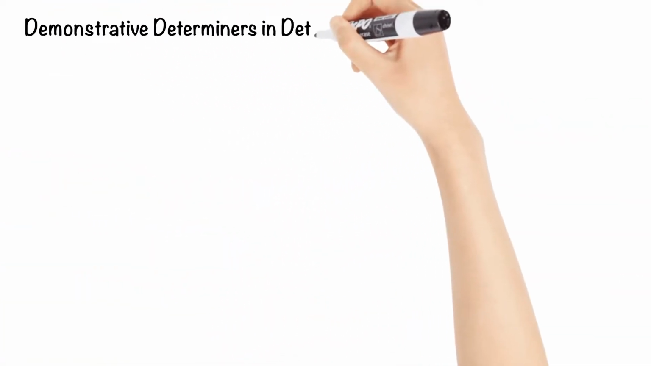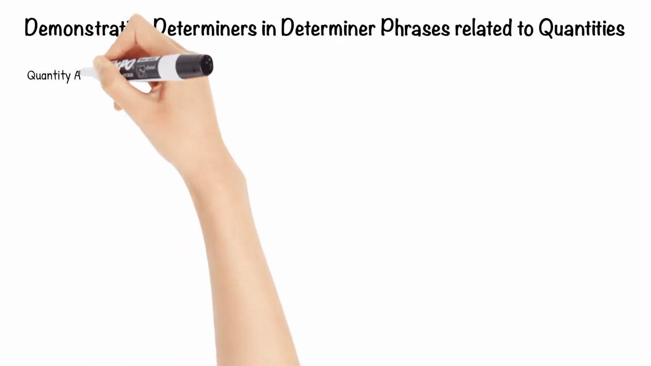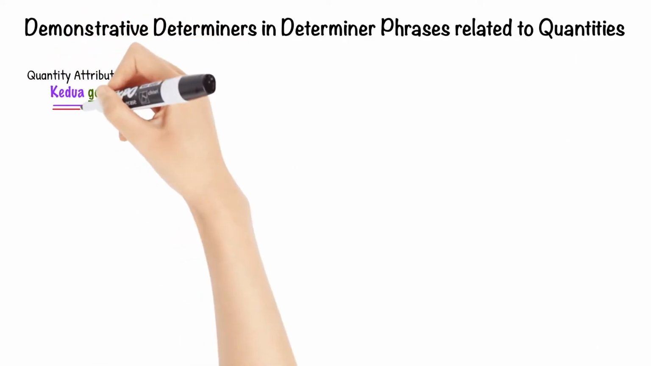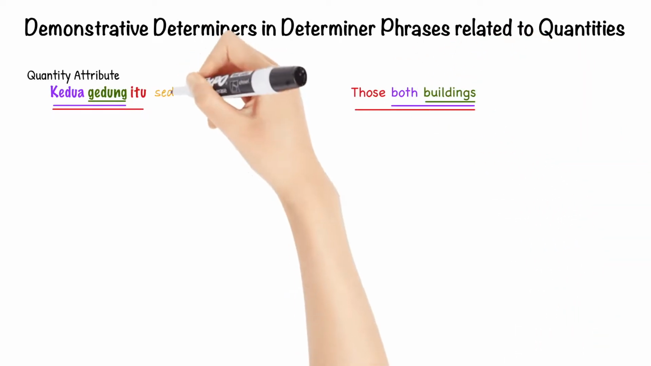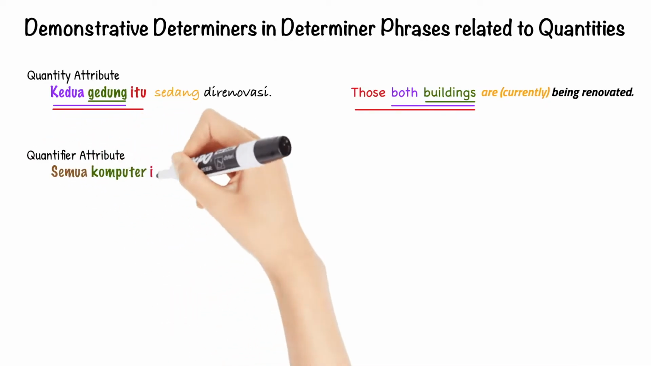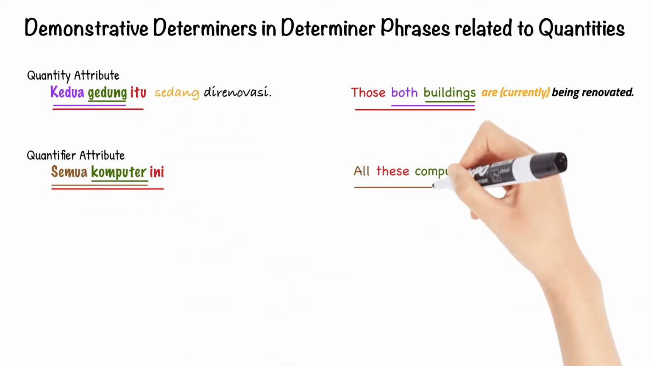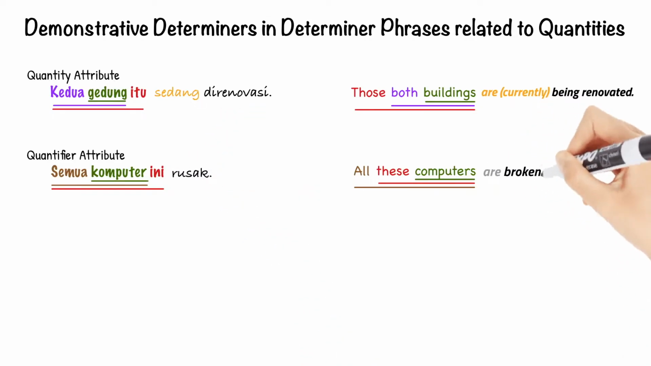Some other important constructs are indeterminate phrases related to quantities. For example, the demonstrative determiners in combination with quantity attributes. Kedua gedung itu means those both buildings. In a sentence, kedua gedung itu sedang direnovasi means those both buildings are currently being renovated. Another example is for quantifier attributes. Semua komputer ini means all these computers. In a sentence, semua komputer ini rusak means all these computers are broken.